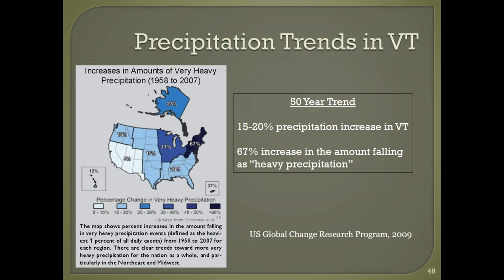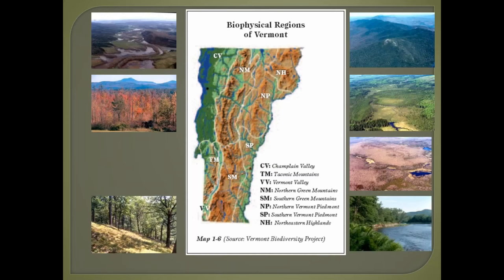Precipitation in Vermont, again, is being affected by climate change. If you can see that blue area in the northeastern part of the United States, we have a 67% increase in episodes of heavy precipitation events. This is a big deal. So we're getting a lot of rain all at once, and that's making things change as well. So things are changing, and we have to change ourselves to adapt and allow our forests to remain healthy, as well as our infrastructure.